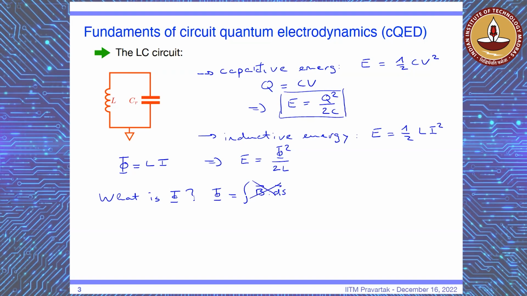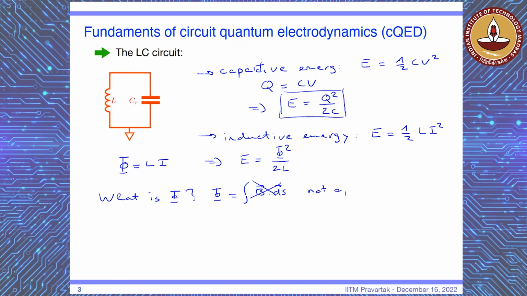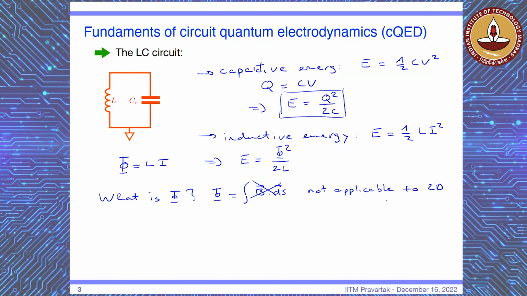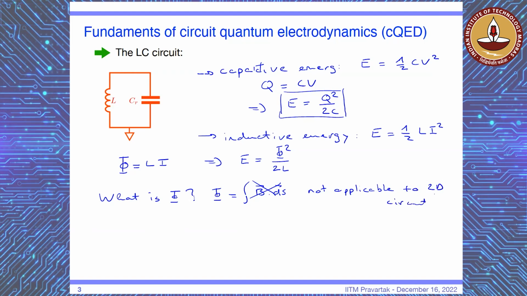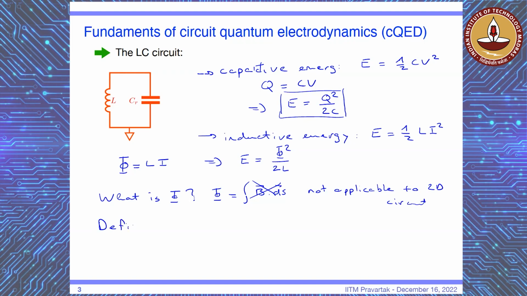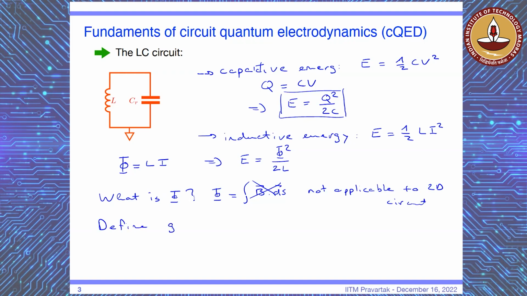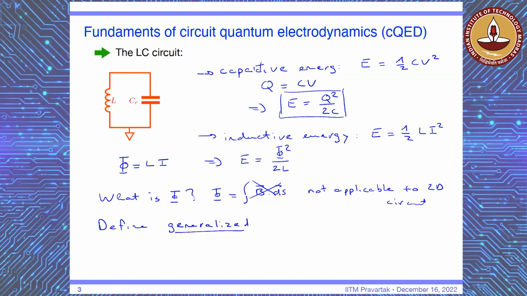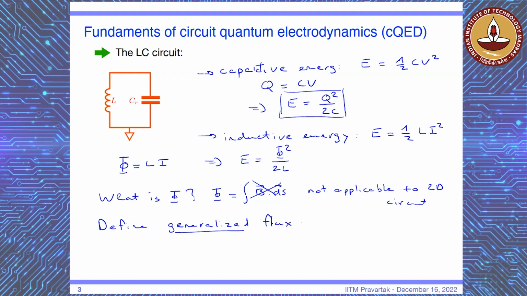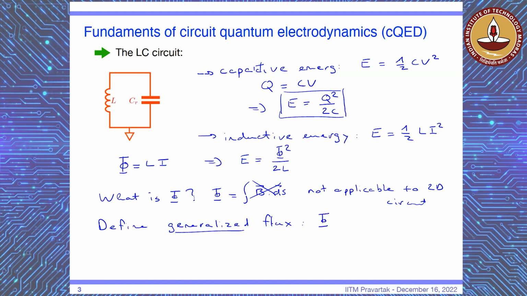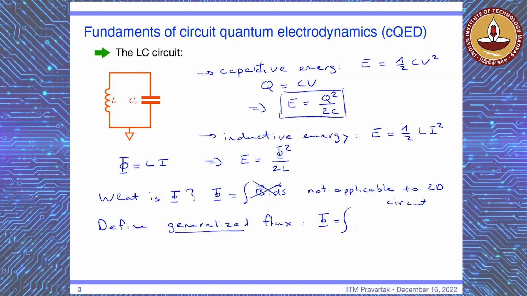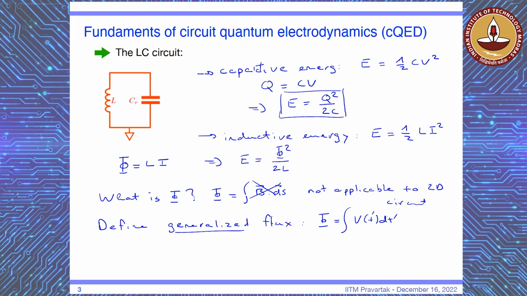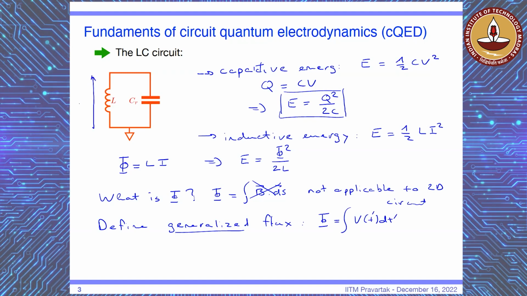Okay, this is not applicable to 2D circuits. Instead, what you have to do is define a generalized flux. And that generalized flux is going to be given by the integral of voltage around some element. So here is my voltage, right? It's ground here.